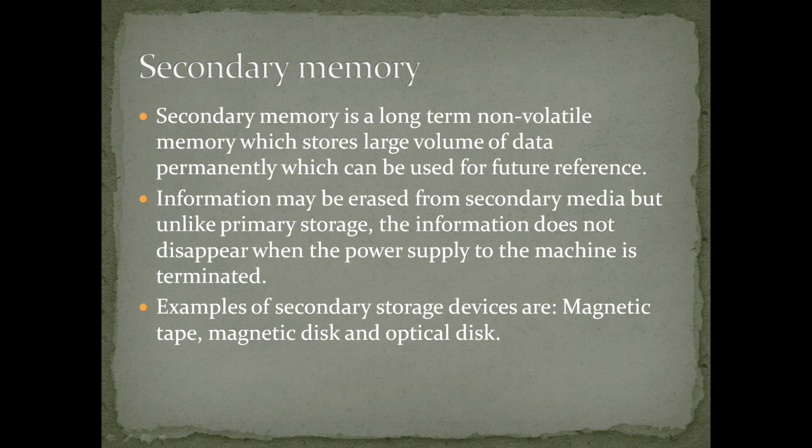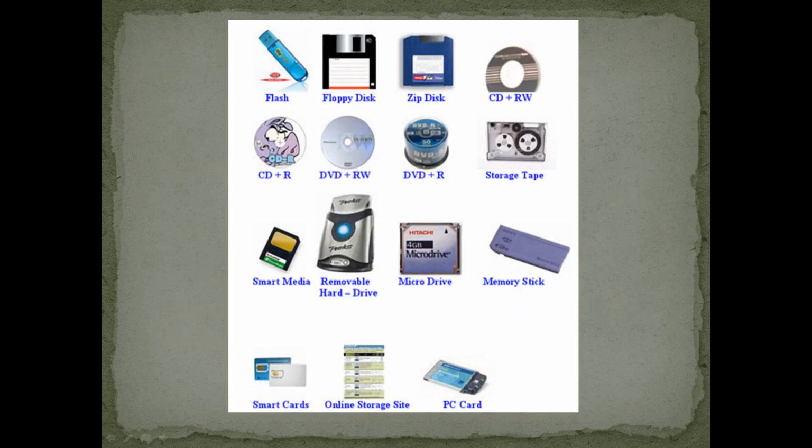Secondary memory is a long-term, non-volatile memory which stores a large volume of data permanently, which can be used for future reference. Information may be erased from secondary memory, but unlike primary storage, the information does not disappear when the power supply to the machine is terminated. Examples: magnetic tape, magnetic discs, and optical discs.